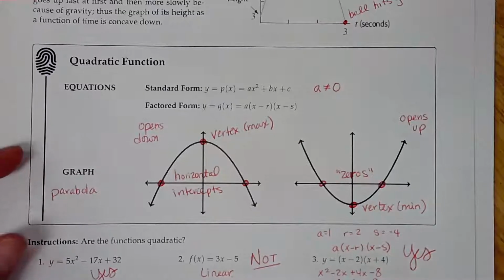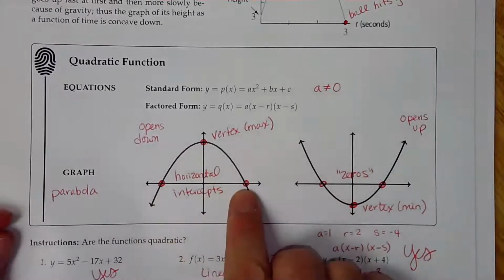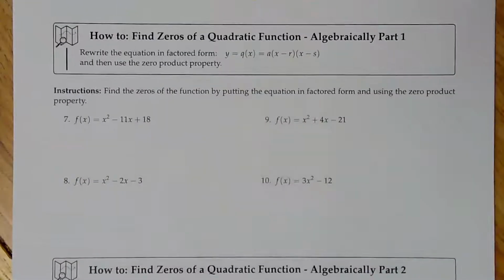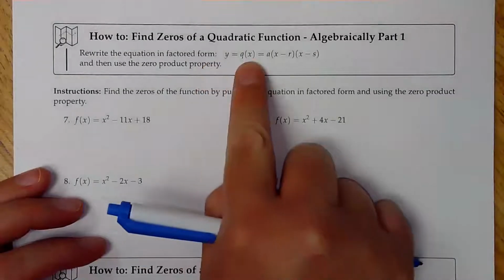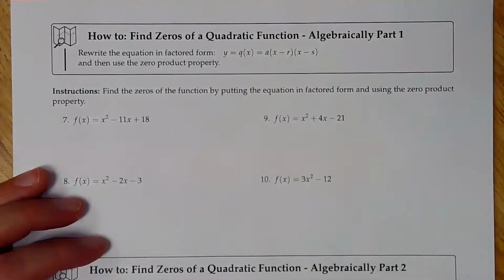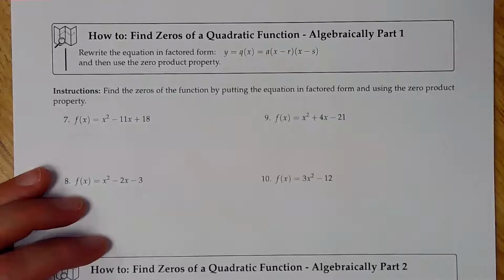All right, so we're going to look at how to find these horizontal intercepts, these zeros, for our quadratic function. So we're going to look at two algebraic ways of doing this. And the first one is that we're going to use our factored form. So if your quadratic function isn't in factored form, we can put it in factored form. In most cases, not all cases, but most of the time we can do that. And then we can use the zero product property.